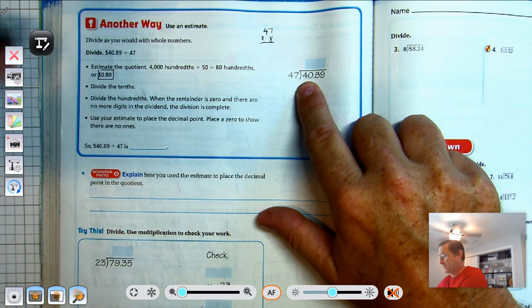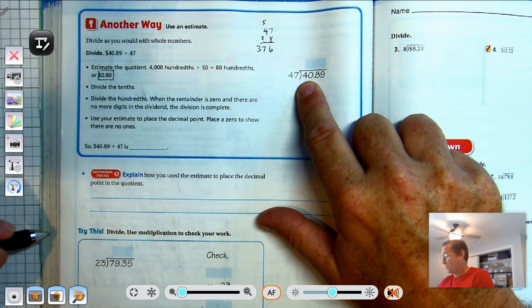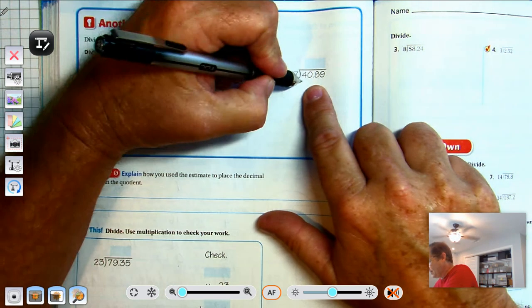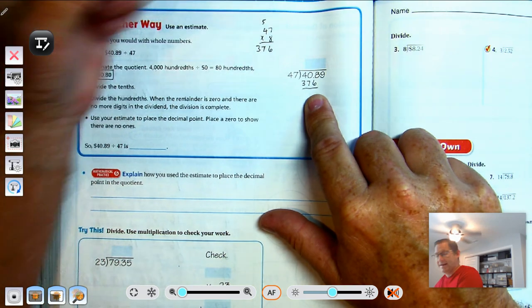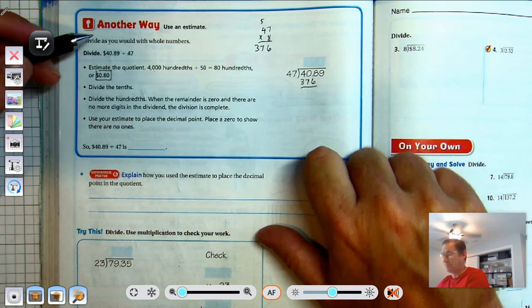Okay, so I'm going to go 47 times 8. And that gives me 376. Well, that would work. Okay. Let's subtract that and see if our remainder is less than the divisor.